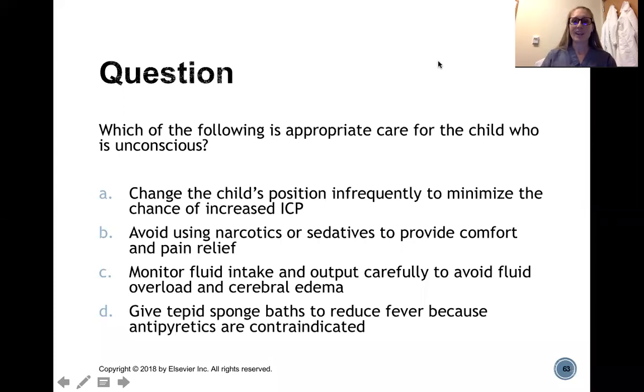So this is a great NCLEX question because there seems to be lots of correct answers. However, we want to go with what's the best answer, which is going to be C. Monitor fluid intake and output carefully to avoid fluid overload and cerebral edema.